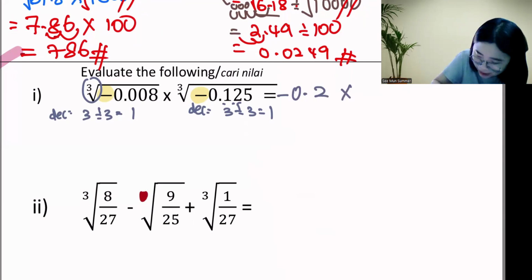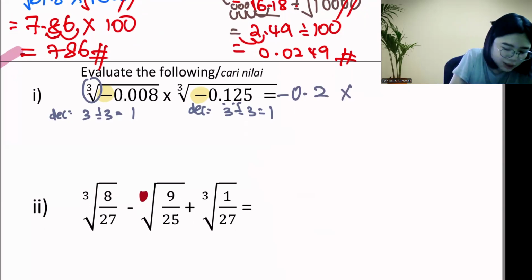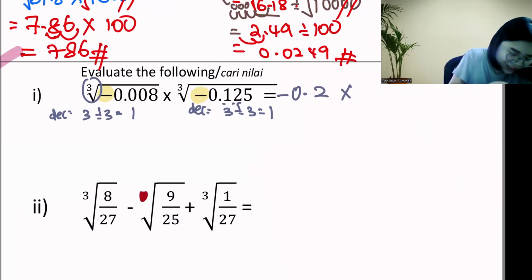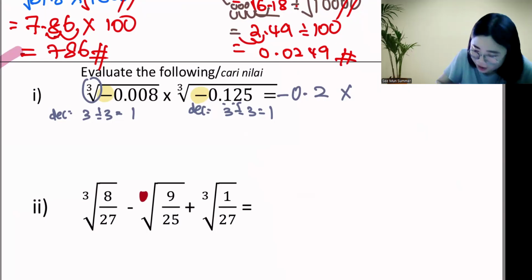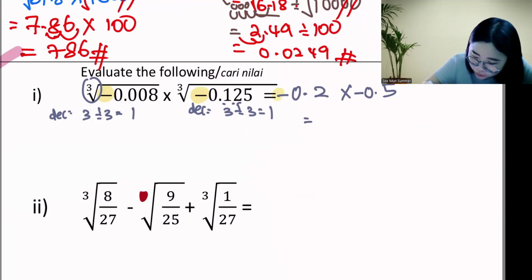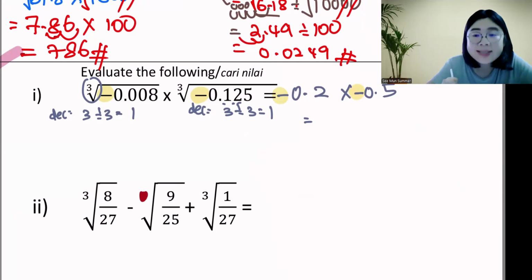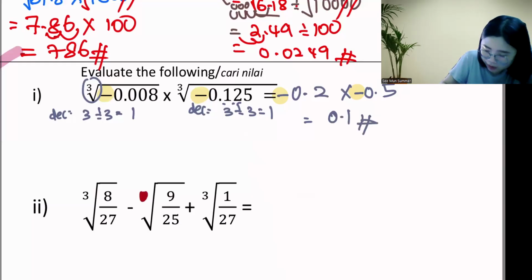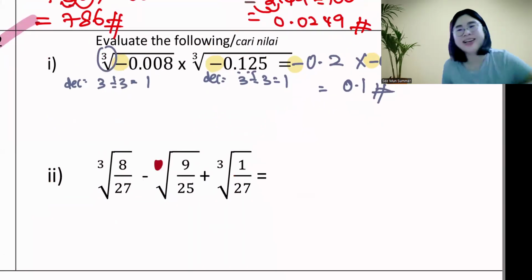And then next, again, 0.125. Again, you press calculator, cube root of 125. It will become 5, correct? So again, 5, minus sign, 1 decimal, 0.5. Okay? And then lastly, you have to times these 2 negatives together. Same sign will become positive. So 2, 5, and then the answer will be how much? 0.2 times 0.5 will be 0.1. Yes, correct. Oh, Bailey, finally you got it. Very good.